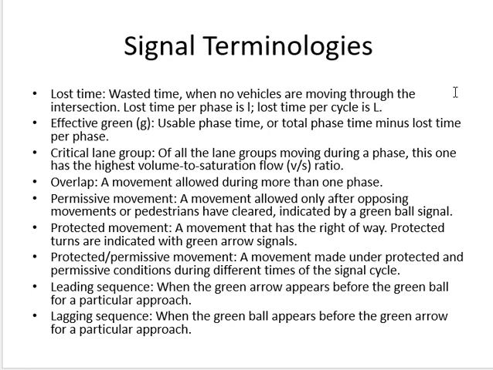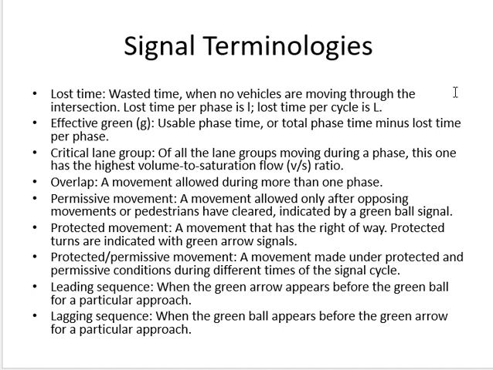Then we have protected permissive movements. This is when you make a movement permissive for some time of the day, and the same movement is protected at some other time of the day. For example, right turning. You may have two or three hours of the day where the right turning becomes protected. For the rest of the day, it is permissive.